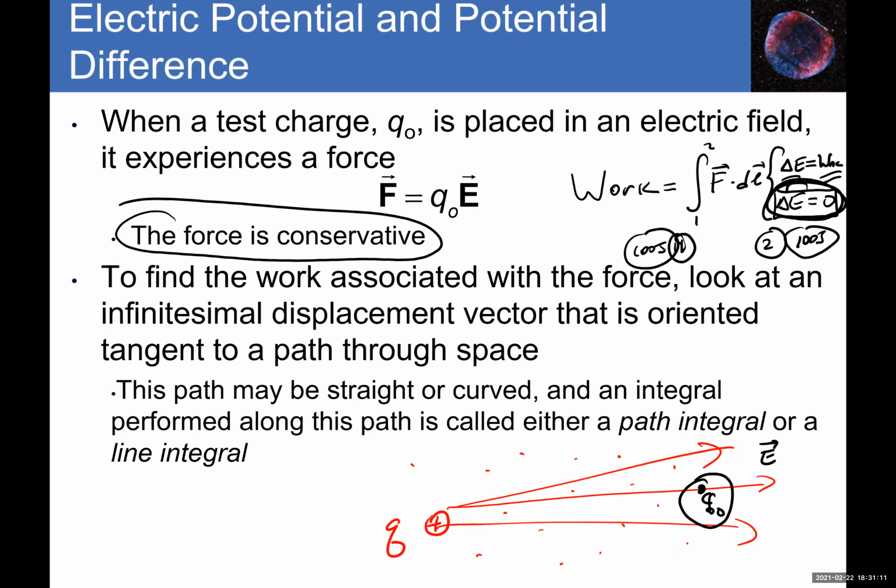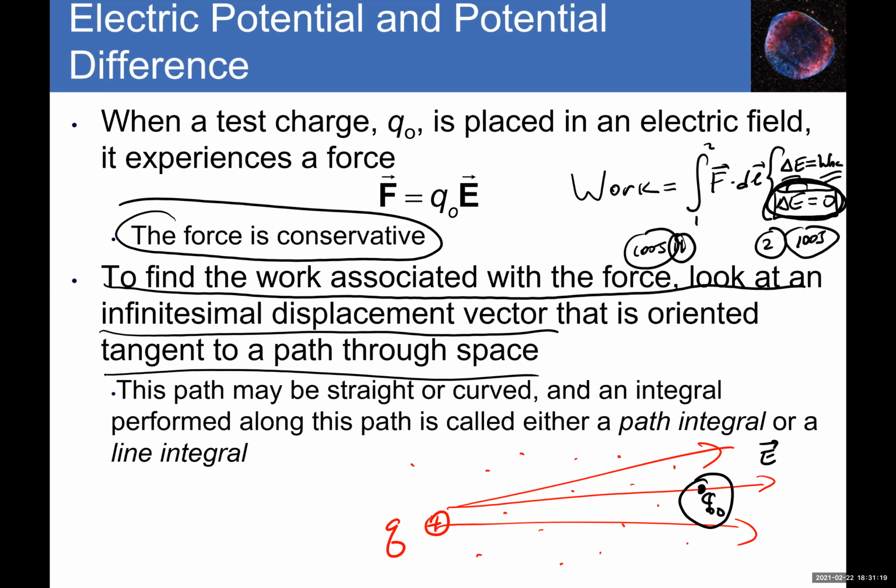So, to find the work associated with the force, look at an infinitesimally small displacement vector that is oriented tangent to the path through space. That's what we have in this equation: force dot dl, where we are looking at some small length dl. For example, you take this source charge, which generates an electric field. Then you bring a test charge and place it at point one.